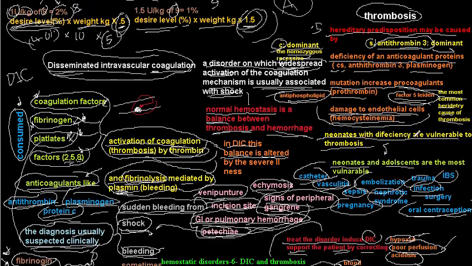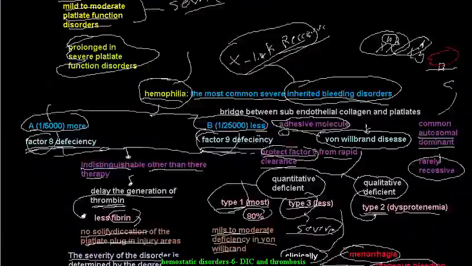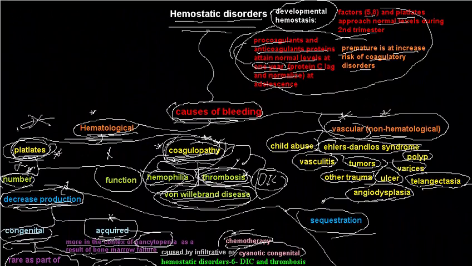And by this I end this very long subject, the hemostatic disorders. I started with the definition and the physiology of hemostasis, then I moved to the types: the primary hemostasis disorders, the platelet disorders, the number and function disorders of the platelets. Then I moved to the coagulation disorders, hemophilia, von Willebrand disease, thrombosis, and DIC, and this is the end of the story.